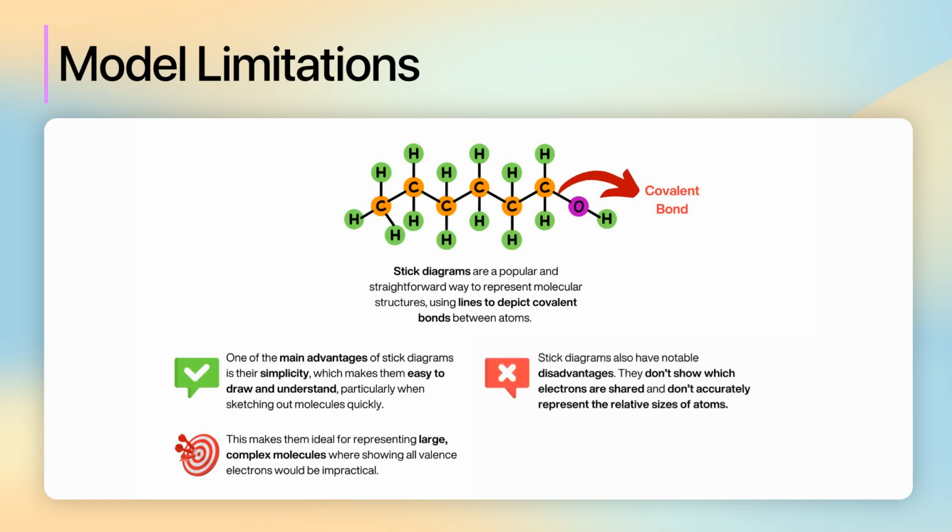However, stick diagrams also have notable disadvantages. They don't show which electrons are shared and don't accurately represent the relative sizes of atoms. This oversimplification can sometimes lead to a misleading understanding of the molecule's actual structure, particularly its 3D geometry, which is crucial for understanding molecular interactions.